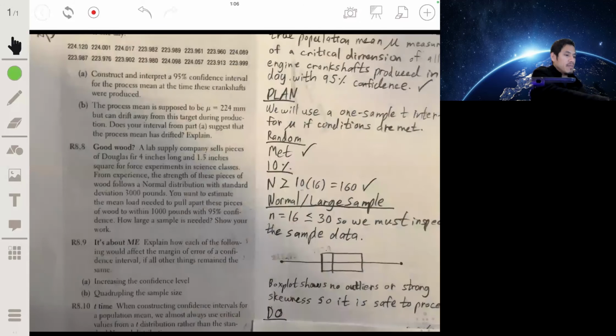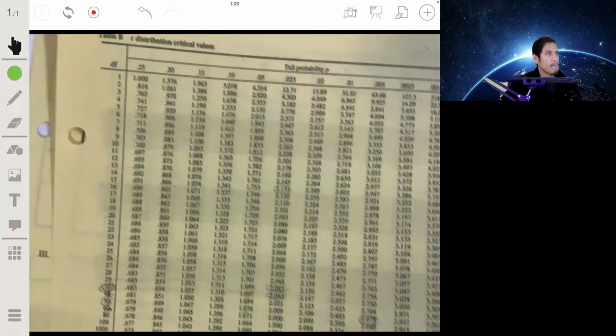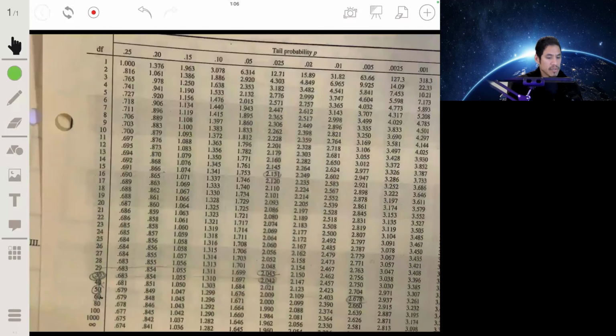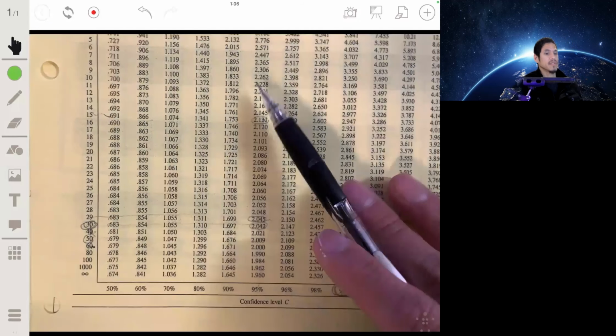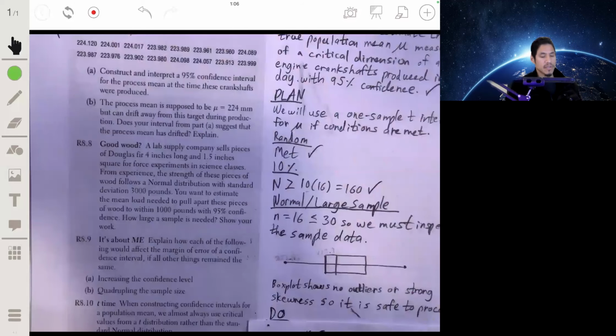So going to our table, you go to degrees of freedom of 15, and we go to the column that has 95% confidence. We're going to look at this column. So we're going to use our t-star value of 2.131. And the rest is pretty much just plug and chug, so it's calculation.